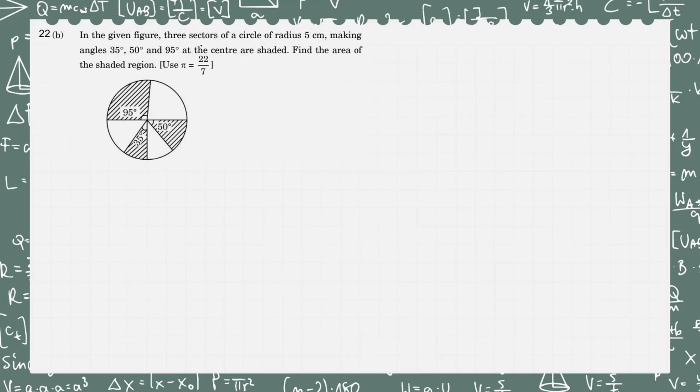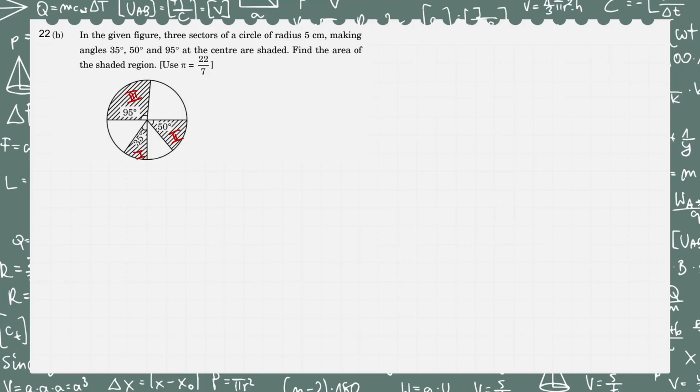In the given figure, three sectors of a circle of radius 5 centimeter, making angles 35 degree, 50 degree and 95 degree at the center are shaded. Find the area of the shaded region. So here we are given three different sectors. Let us name them sector number 1, sector number 2 and sector number 3. So find the area of the shaded region means we need to find the area of each of these sectors and we need to add all their areas together, right?